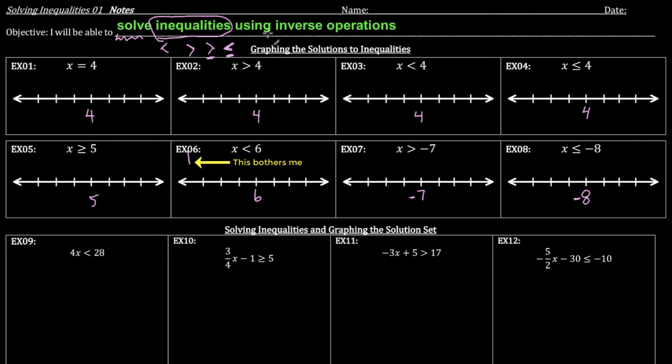So let's start off pretty easy. Let's graph the solutions to one variable, very simple inequalities. Remember that before we had x equals 4. Remember, this is an equation, this first one. Remember that we put a dot right here to show that x was 4.